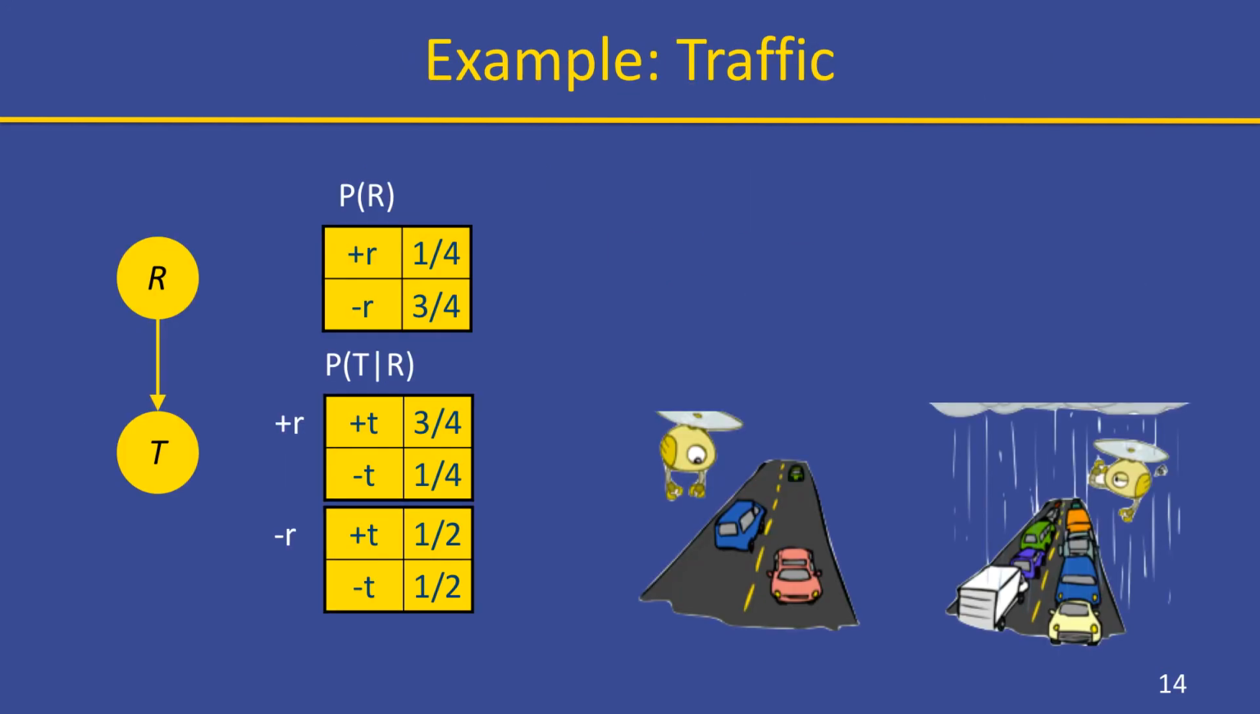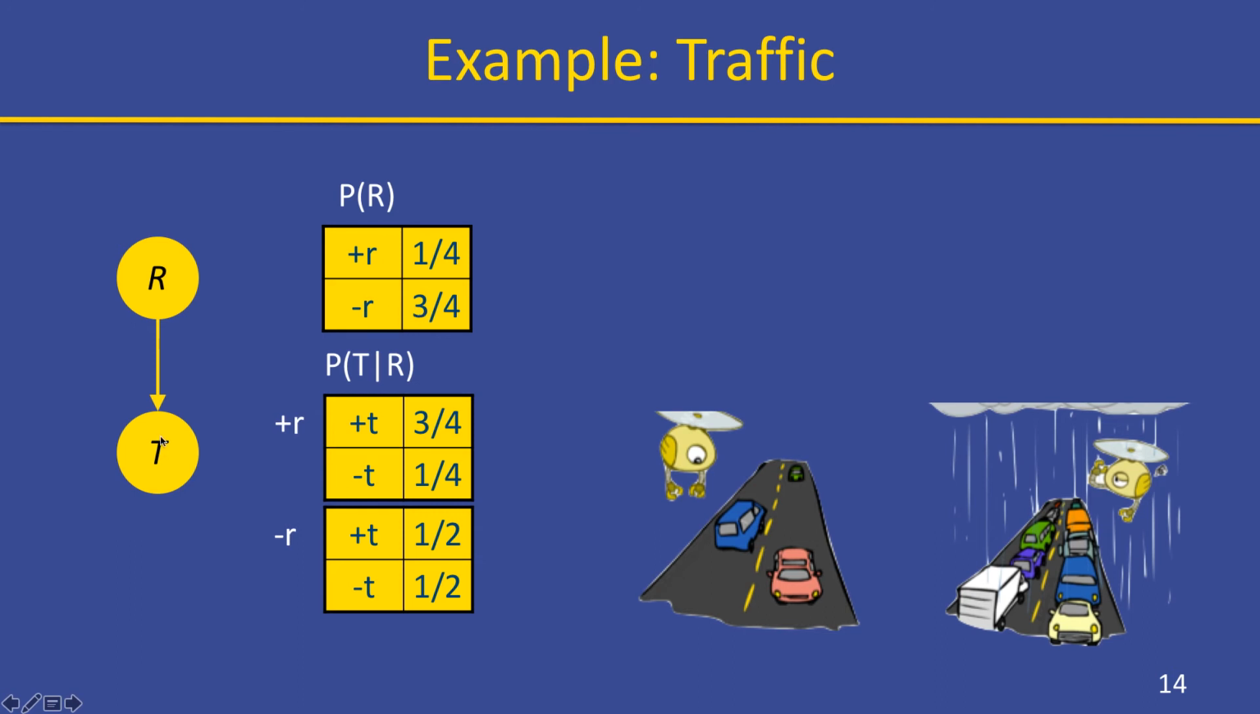Let's go back to our traffic and rain example. Here's our complete Bayes net. In addition to the nodes and the directed acyclic graph we have added probability tables associated with each node. Node R has no parent, so it gets a simple marginal probability table. Here P of plus R is 1/4 and P of minus R is 3/4.